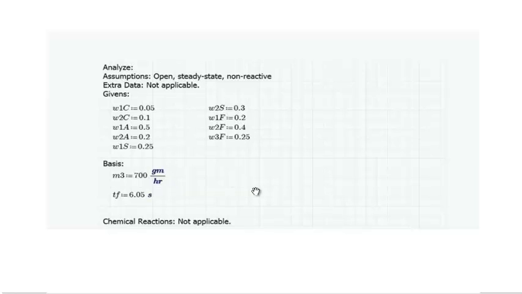There's no extra data being needed to complete this problem, so we can move on to the givens found in the problem. The weight fraction for each component is given for the two inlet streams, and the weight fraction of the filler is given for the outlet stream. The basis for this problem is that the mass flow rate of the outlet stream is 700 grams per hour, and that it takes 6.05 seconds to make one pill.